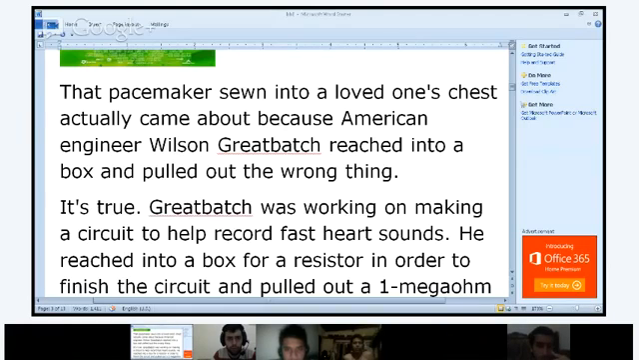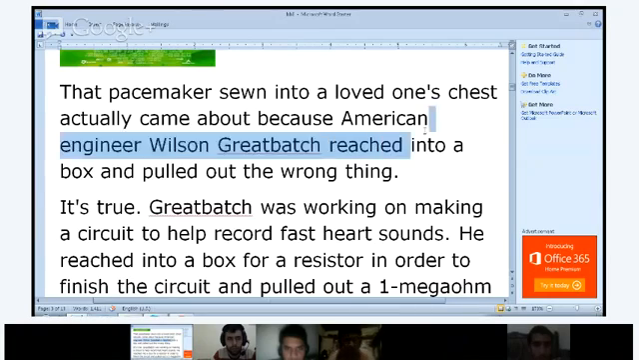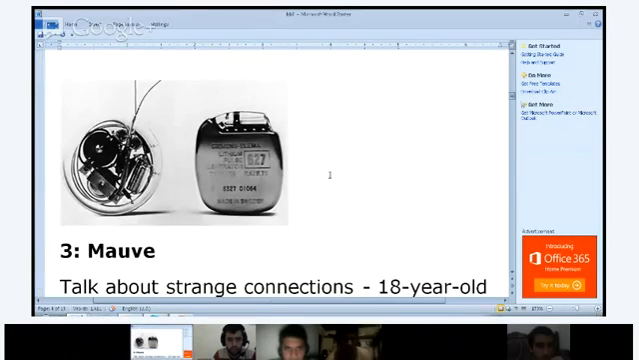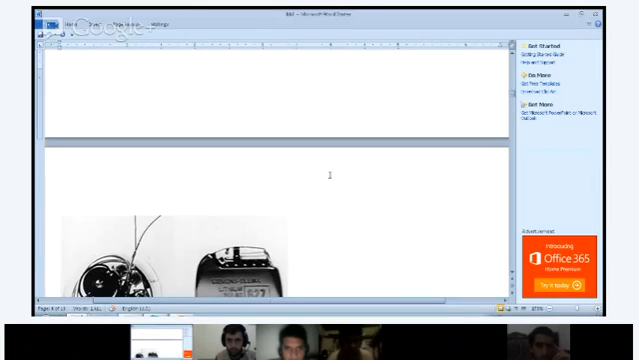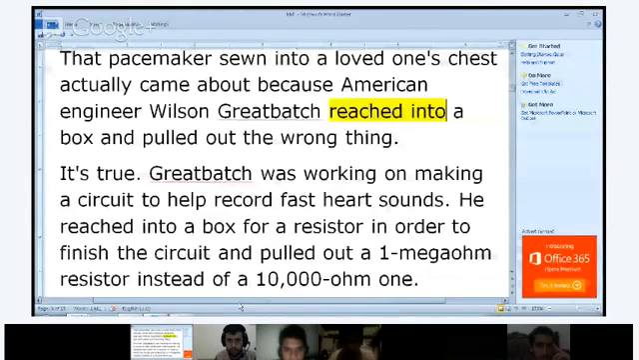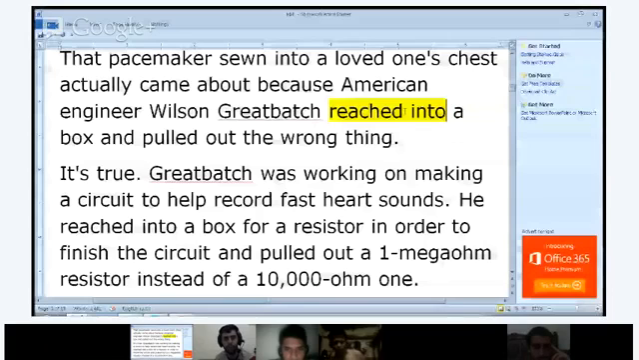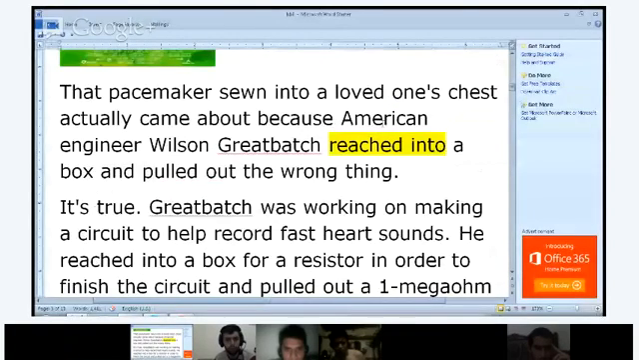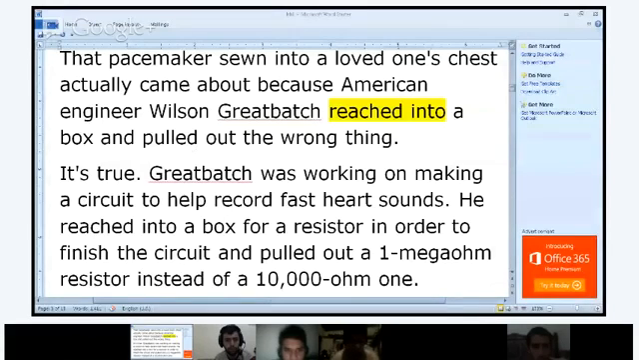Just let me help you with reached. You reached into a box. Okay. And so here's a picture of a pacemaker, and it's a machine, and it is placed inside the chest of someone. It is sewn into the chest, under the skin, on your left side, I guess. And so he reached into a box and pulled out the wrong thing. That's why he invented the pacemaker. All right? And so let's move on to the next person. Hakan, could you read this, please?